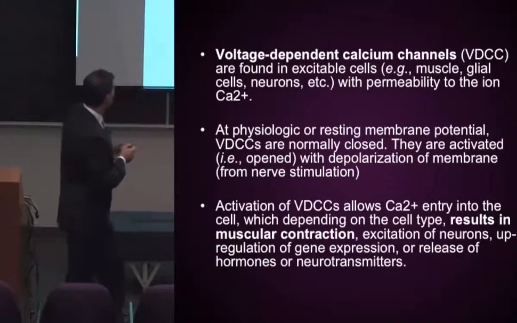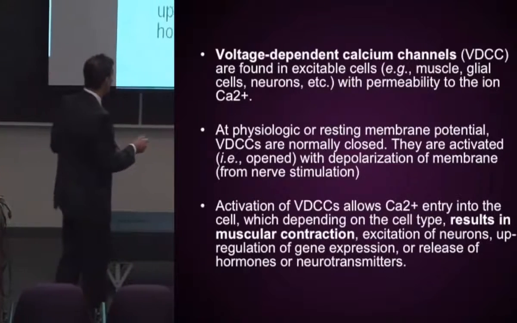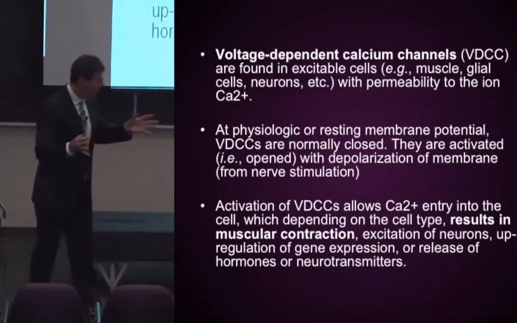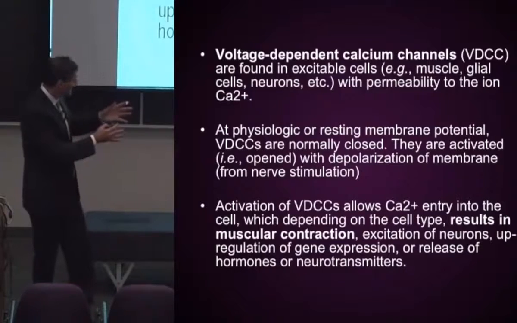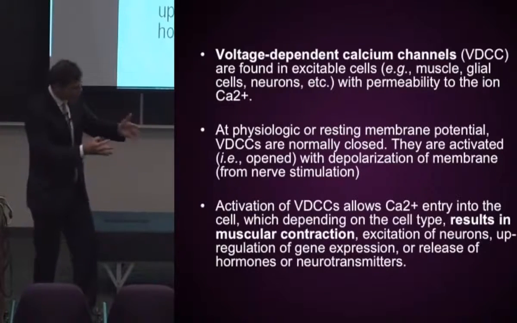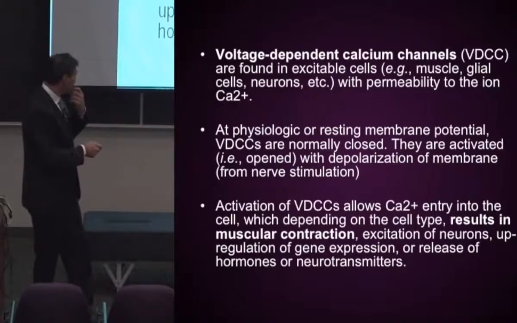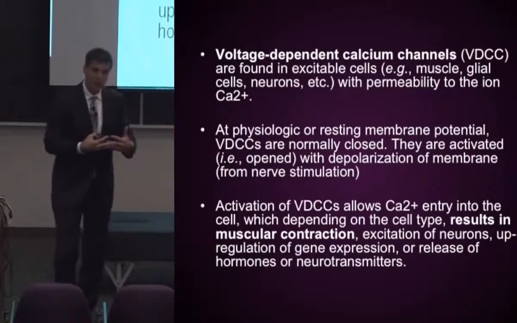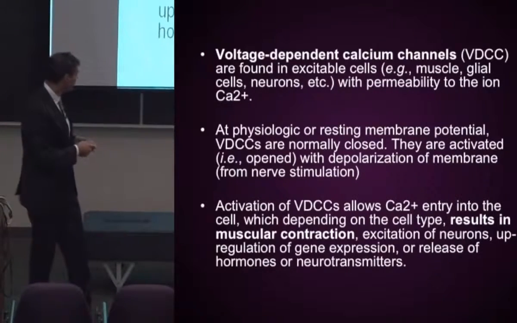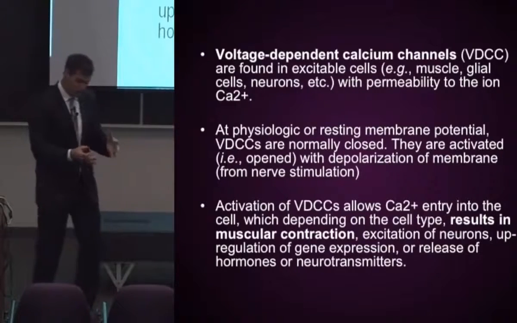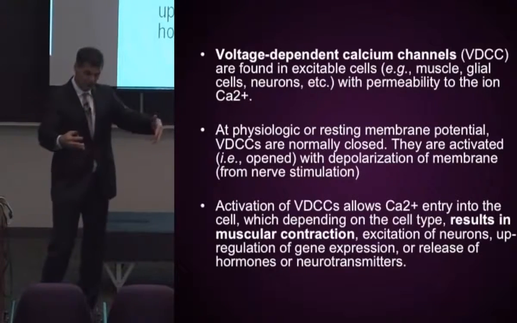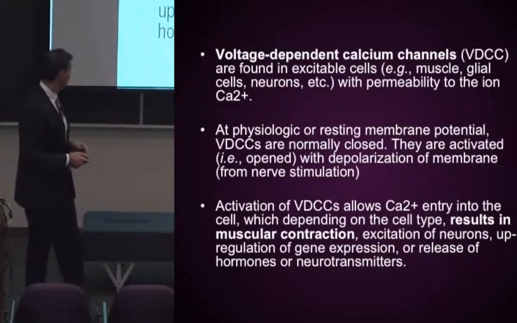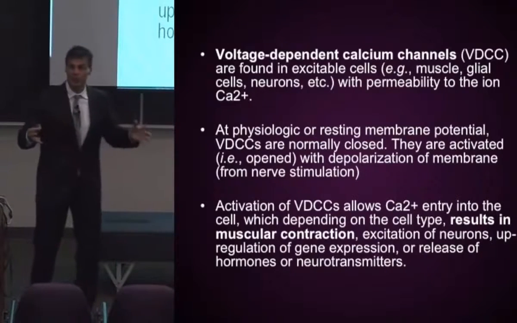So on this slide, I talk about the voltage-dependent calcium channels. They're found in cells that often undergo depolarization. It allows the calcium to flow from the extracellular space into the intracellular space. And the calcium not only is responsible for muscle contraction, but in other cells it can excite neurons, it can upregulate gene expression, so you can turn on certain genes to produce certain protein elements. It can release hormones and other neurotransmitters.